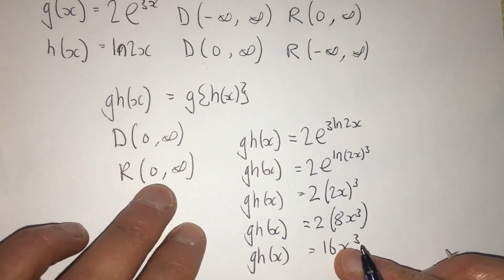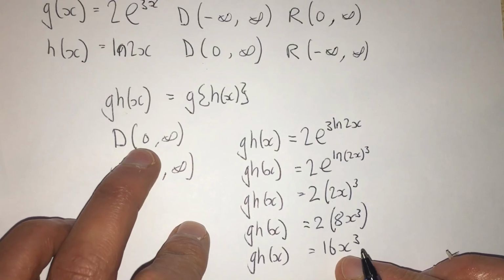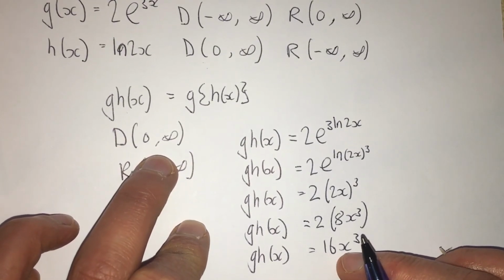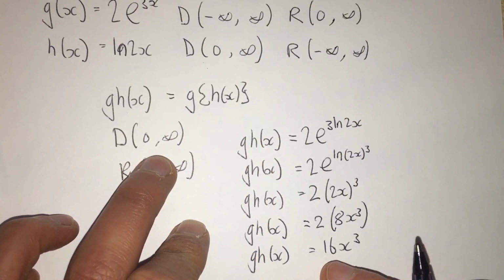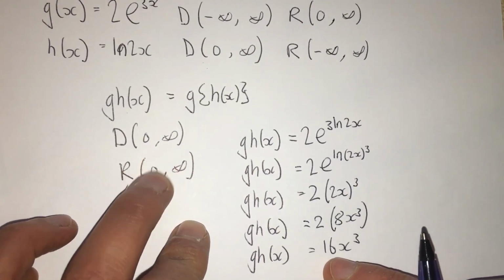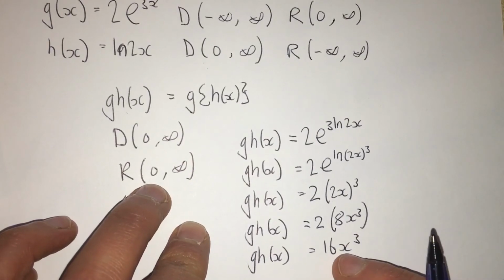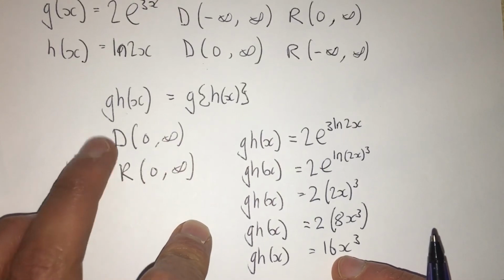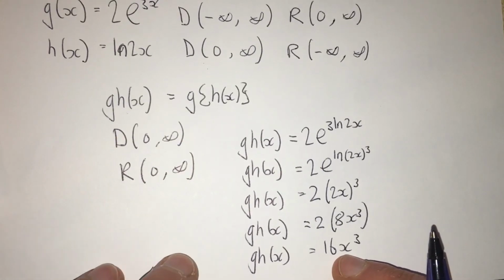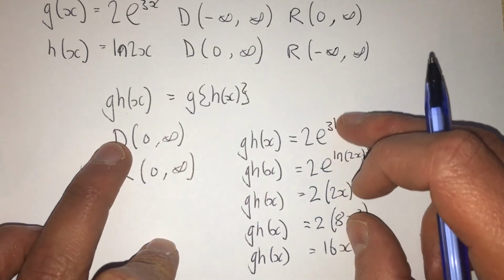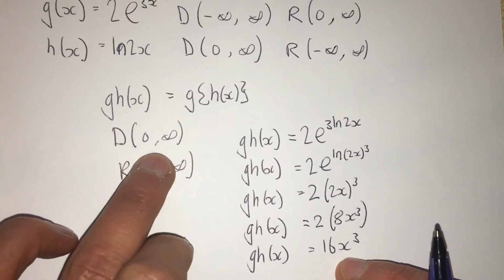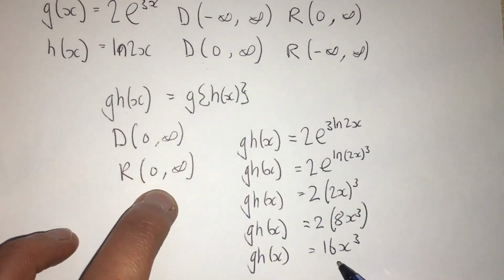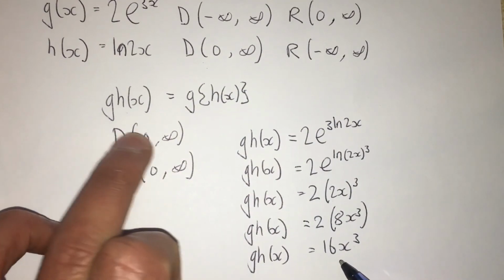And actually we could check our range for this, couldn't we? So the domain of gh of x is the same as the domain of h of x. So 0 to infinity. If you put 0 in here, we get 0 out. If you put a large number in here, we get a large number out. So this agrees with what we said earlier. So another method to find these two things is to find the composite function first and then put the domain of h of x in, and that will give you the range of gh of x.